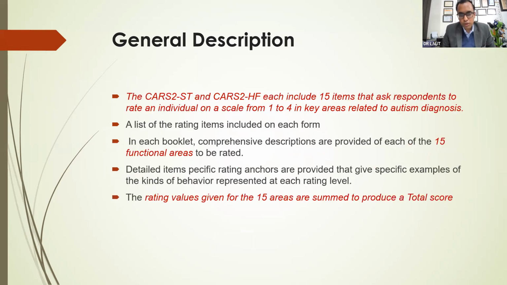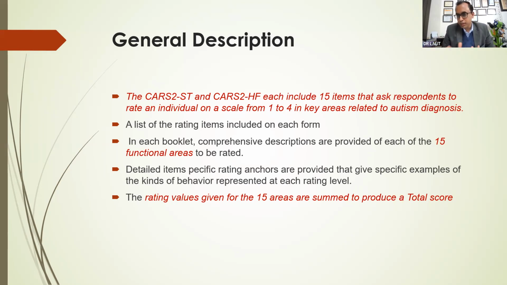Whether we go for the CARS or we go for the HF, they include 15 items on which an individual has to be rated. Those 15 items are rated on a scale of 1 to 4, in key areas related to autism spectrum disorder. So those 15 items which are there in the booklet or questionnaire, the clinician or the person doing the scoring has to rate on a scale of 1 to 4, depending upon the direct observation and depending upon what the parents or the caregiver give during the questionnaire session.